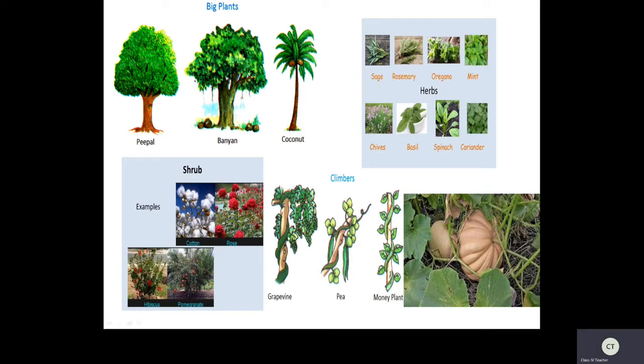Have you noticed the difference? Yes. Here, if you see the pea plant, the stems are weak. Money plant, yes, they are weak. They are climbing on the support. It may be a wall, fencing, any sticks, or any other plants. Have you noticed, children? Yes.